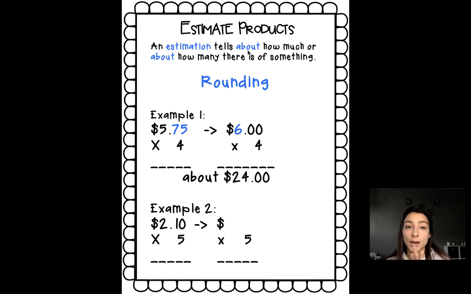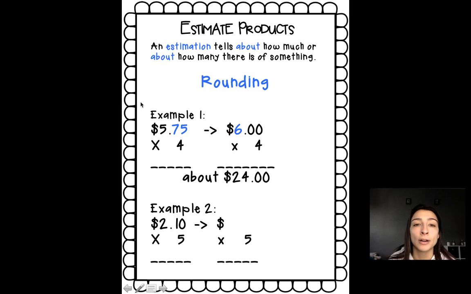So that's just a real life example of when you can use this. We have 2 examples of using rounding, and then we have 2 examples of using front end estimation. So our rounding is when you look at the number and you say, all right, is it greater than 5? We round up. If it's less than 5, we round down. If it is 5, we also round up. So when we're working with money, we want to look at the cents. Is it greater than 50 cents? We're going to round up. If it is 50 cents, we're going to round up. If it's less than 50 cents, we're going to round down.